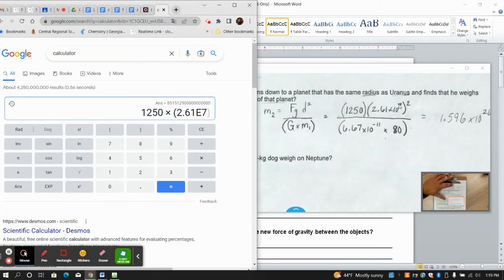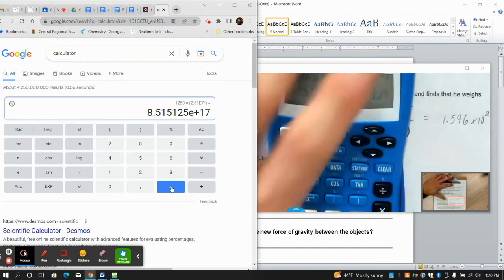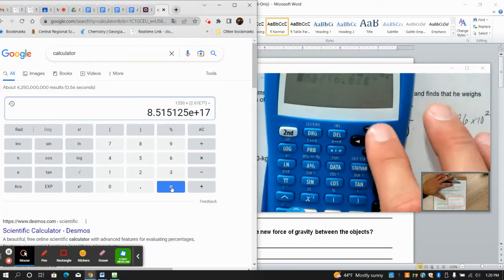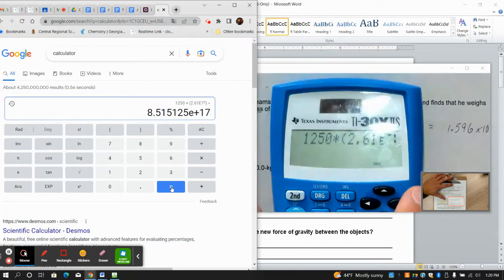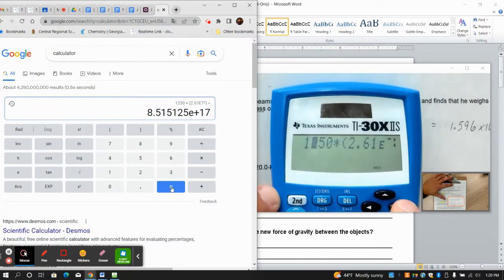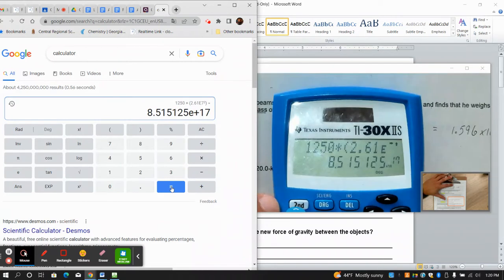Now, since we needed this right here squared, you have to hit the X to the Y. And you'll see that little box pop up. And then we can type 2, because that's our squared, close the parenthesis. All right. Now, just as a quick check, our 1250 times the 2.61 to the 7th squared.